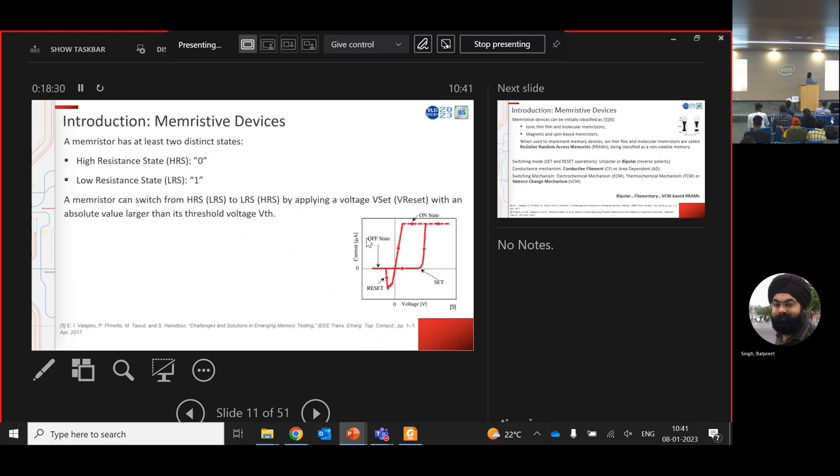Why do I say that we have at least two distinct states? Because you can use these devices as a binary device, as a transistor, as 0-1, but you also have the possibility to use this device as an analog device. And this analog device can have multiple states as well. We have some works in the literature where you can have seven states or something like that.